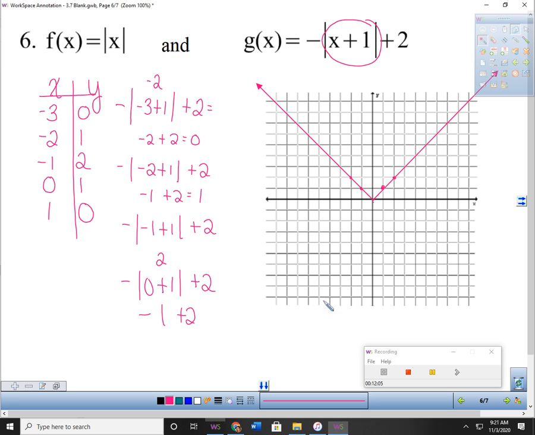So I'm going to plot those points. Oops, I did them in pink. This should be blue. So I've got negative 3, 0, negative 2, 1, negative 1, 2, 0, 1, and 1, 0.